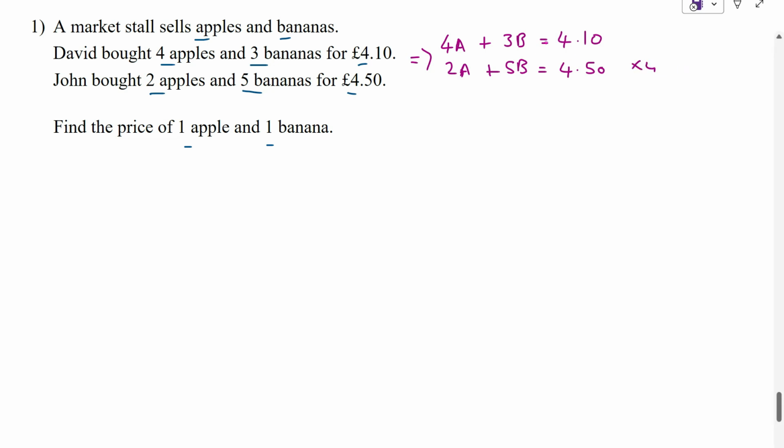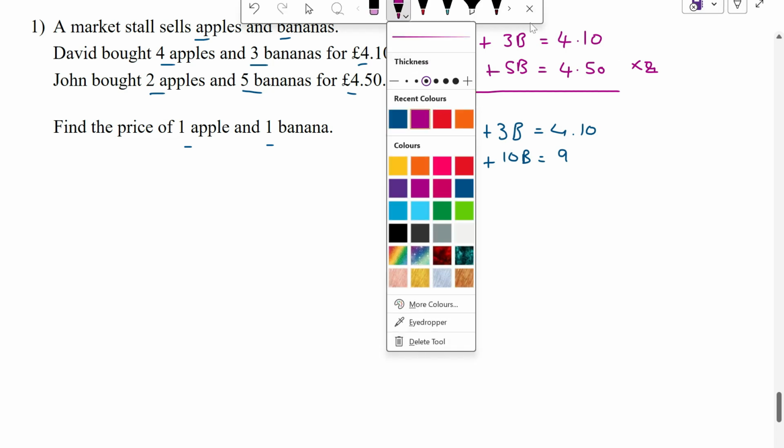We don't always need to multiply both equations. Sometimes we can just multiply one to get one matching set of coefficients. Whatever is easier. Multiply by 2. So that gives us, the first equation remains unchanged. The second one, 4a plus 10b equals 900. So now let's cancel the a's out.